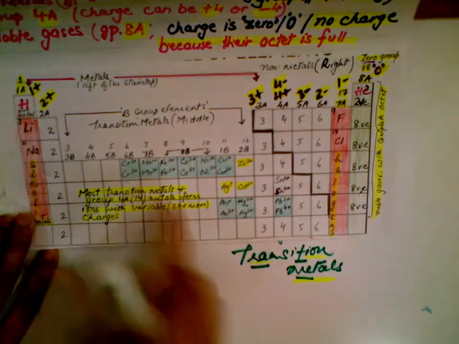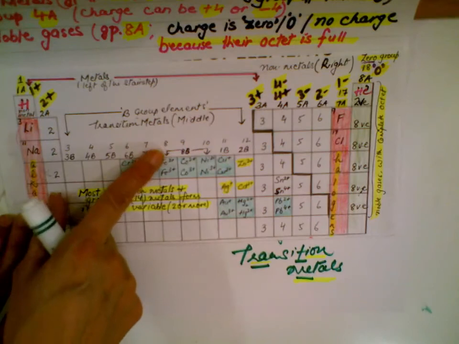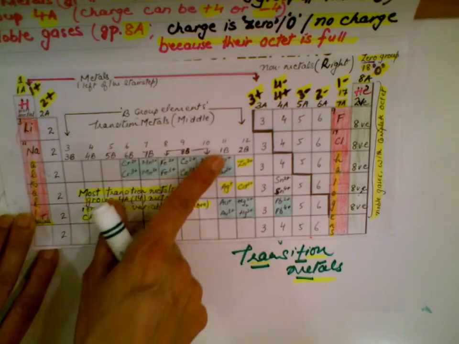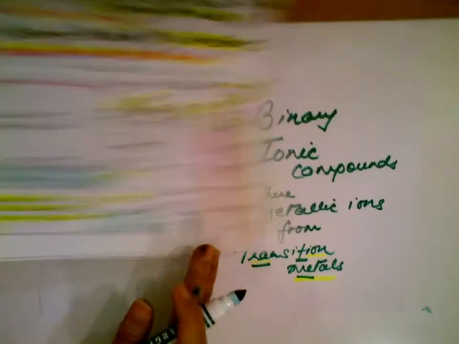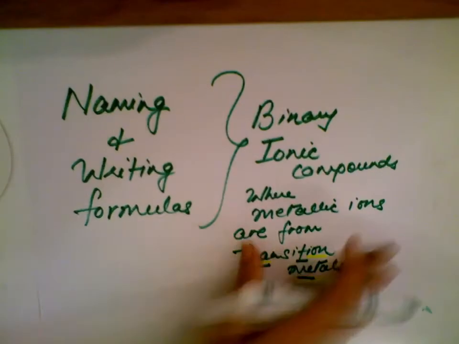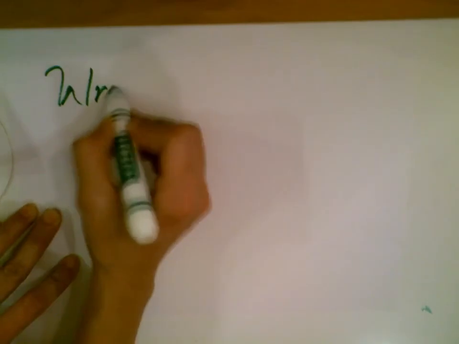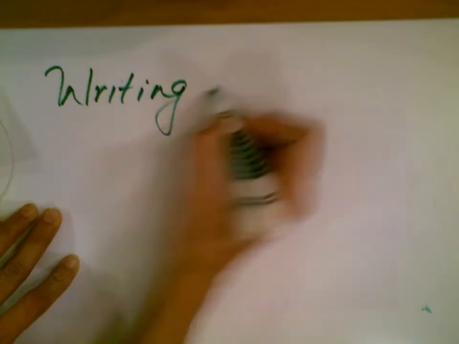So for instance, for iron we have 2 plus, 3 plus, or copper plus, 2 plus, all these charges. We're going to work on some examples. All right. So for writing names, let's start with writing names first.